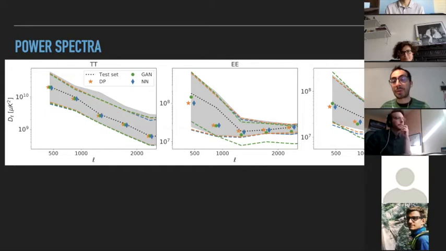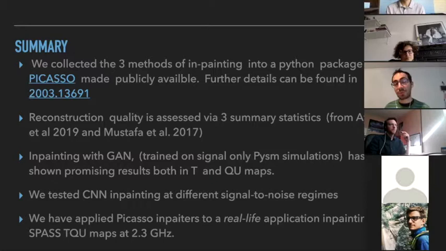We also observed a decrease in power in the GAN, and this is expected because you're masking also the undetected sources, so you are mitigating this effect. But yeah, at the end I delivered this as a Python package. It's called PICASSO. You can find it on GitHub. And we applied this inpainting also to a real-life application, so to S-PASS maps. Yeah, that's it.